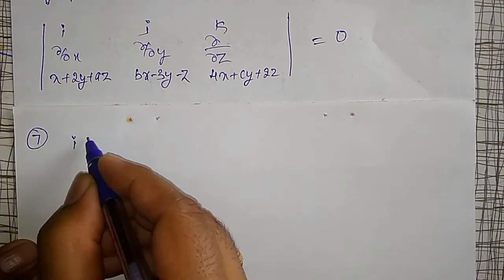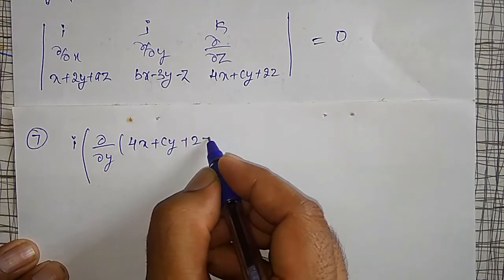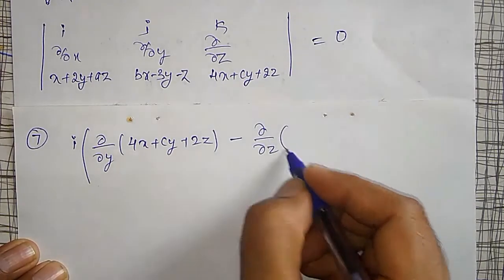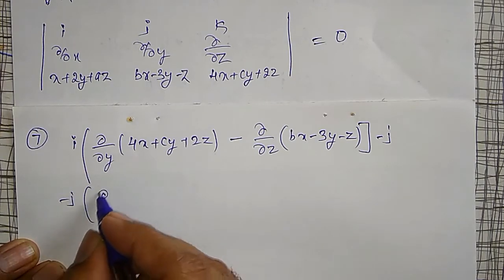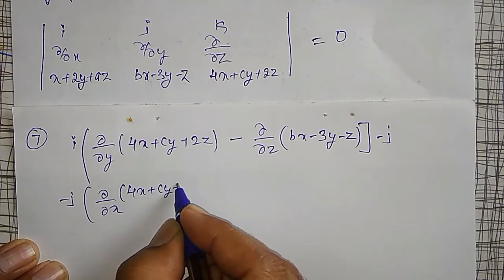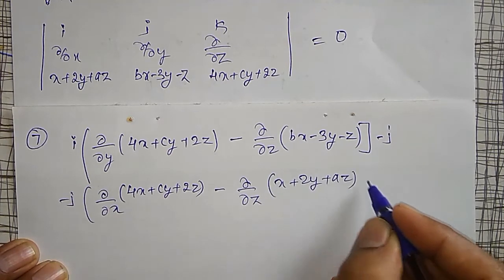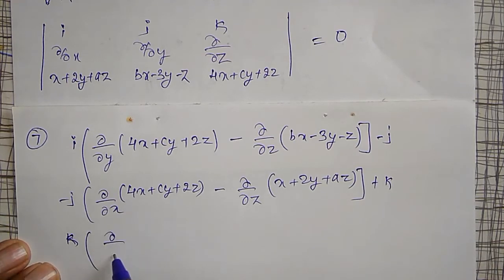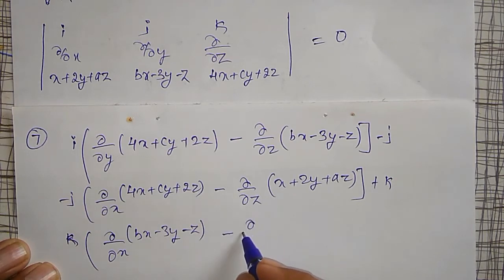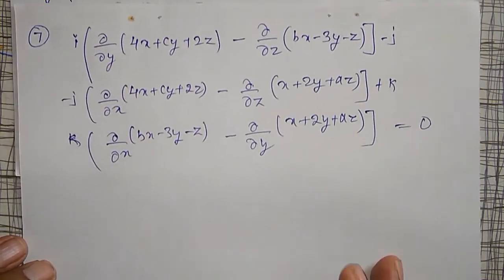That is i into (dou by dou y of 4x plus cy plus 2z minus dou by dou z of bx minus 3y minus z), minus j into (dou by dou x of 4x plus cy plus 2z minus dou by dou z of x plus 2y plus az), plus k into (dou by dou x of bx minus 3y minus z minus dou by dou y of x plus 2y plus az). This must be equal to 0. Then I will solve here.